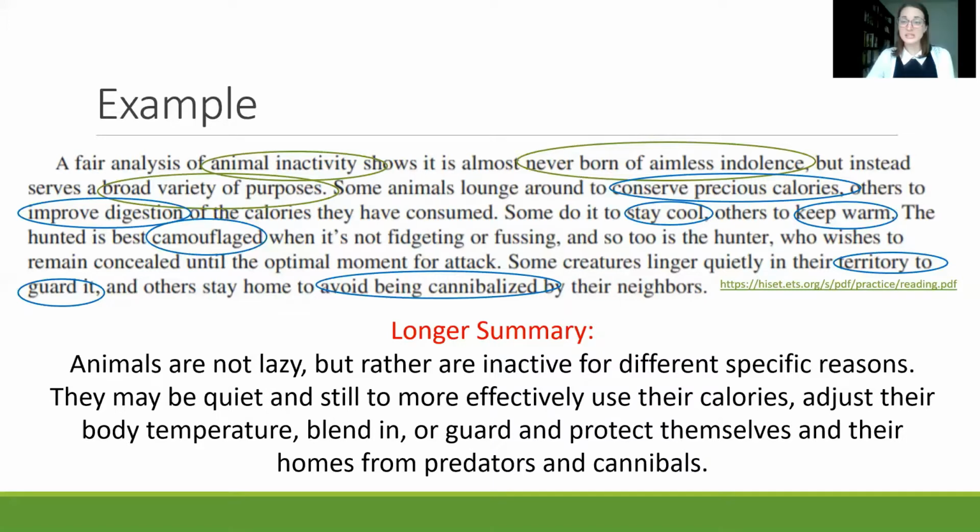So again, you'll see that I used the information in blue. I talked about the calories and digestion, I talked about staying cool or warm, camouflaging, guarding, cannibalism, all of that is in there. But you'll also notice that I did not use the same words as what was in the original text. I used my own words, which is really important because we don't want to plagiarize or steal from the original text. We want to show that we understood it by putting it in our own words.